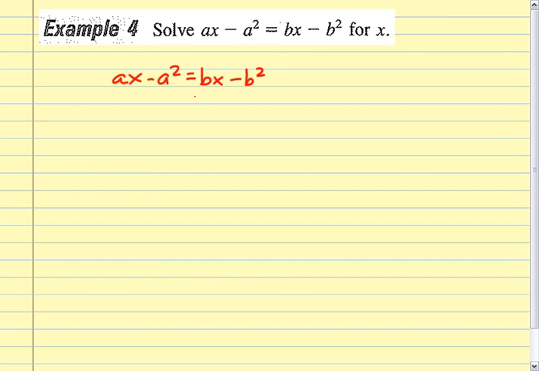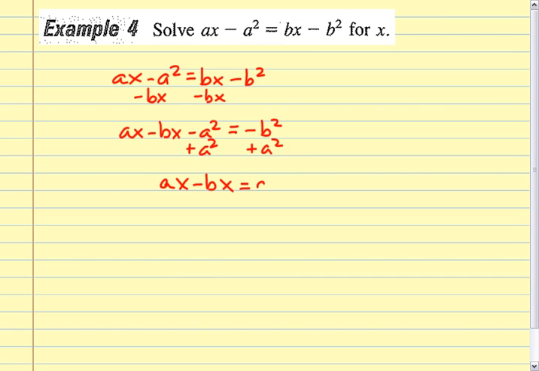So I'm going to subtract bx from both sides. Now I've got ax minus bx minus a squared is equal to negative b squared. But remember, I want to solve for x, so I'm going to get everything else on the other side. So let's add a squared to both sides: ax minus bx is equal to a squared minus b squared.